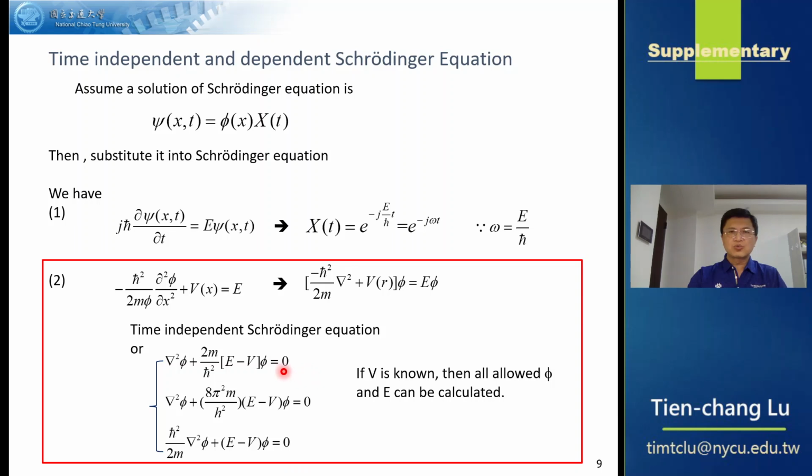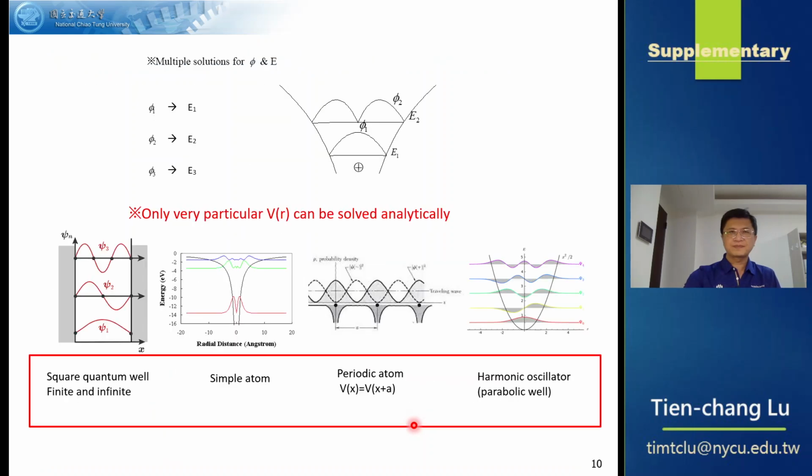No matter which equation you use, once V is known, which means the Hamiltonian is known, this is just identical to solving the eigenvalue problem. Once V is known, we are able to get all allowed wave functions with corresponding eigenvalues, that is, eigenenergies E. And then we can solve all the solutions in this system.